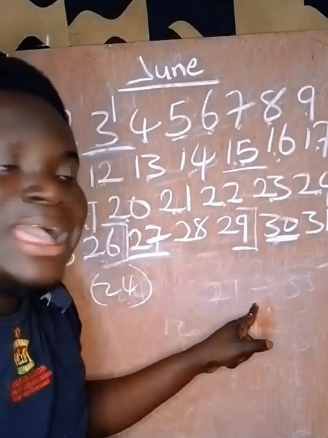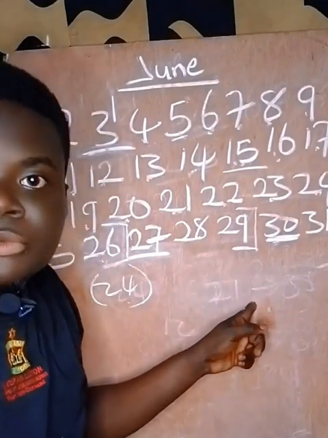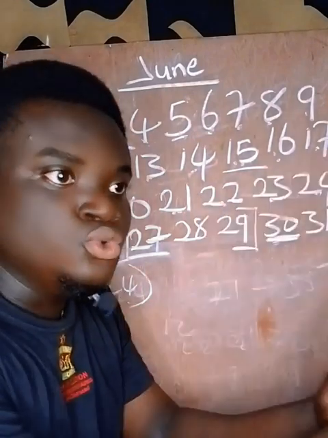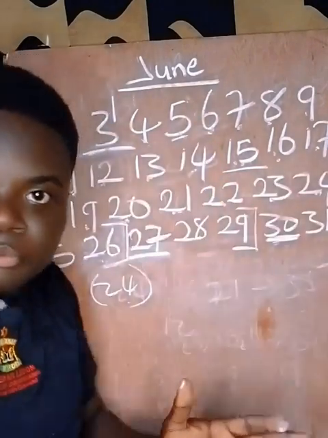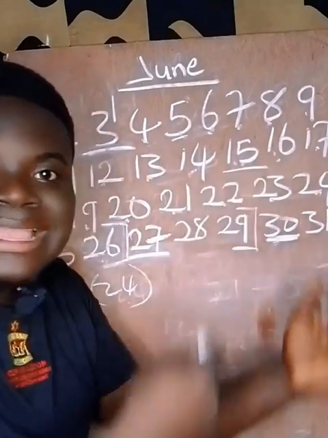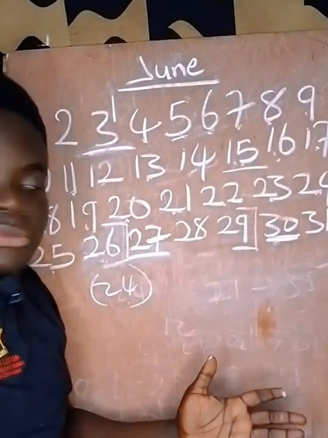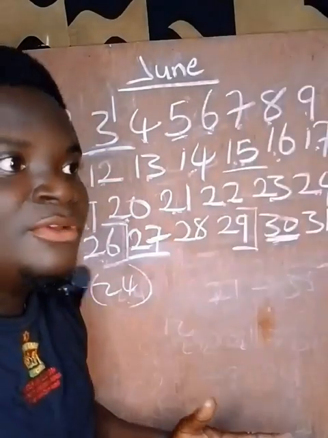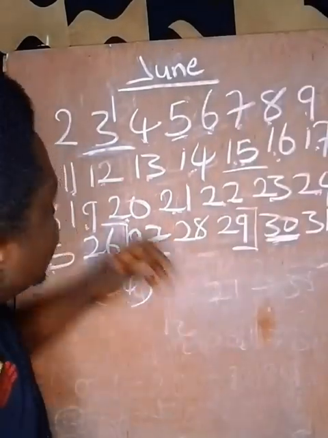Every woman has their cycle length. It's not compulsory that if this person's own is 22, your own must be 22. No, every lady has their own cycle length. This lady, her own might be 28, this person, her own might be 25. That's why it is good for you to always count.